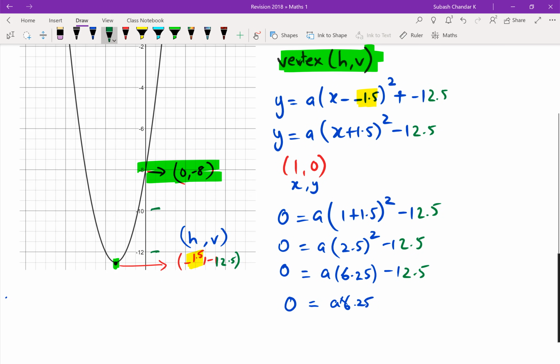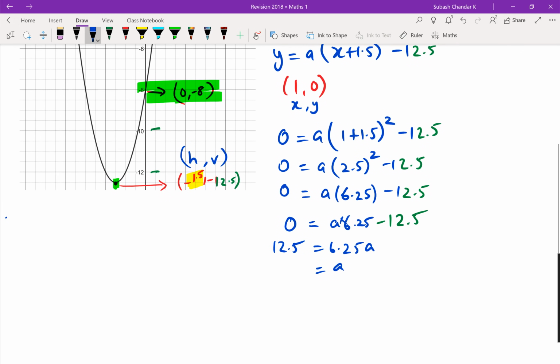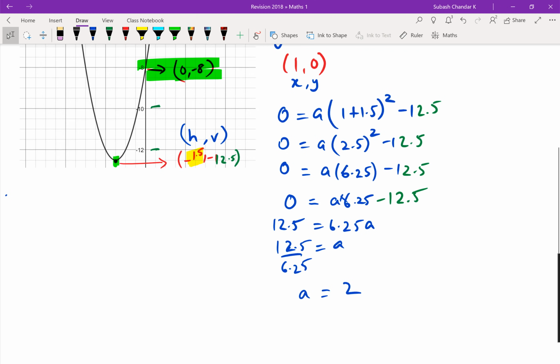Okay, so rearranging this, I've got 6.25a equals 12.5, and then a is equal to 12.5 divided by 6.25, which means a is equal to 2. So the equation that I have is y equals 2(x plus 1.5) squared minus 12.5. Now that is doing it through the algebraic way.